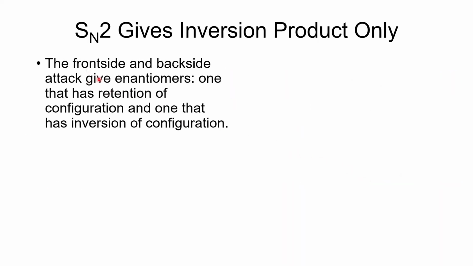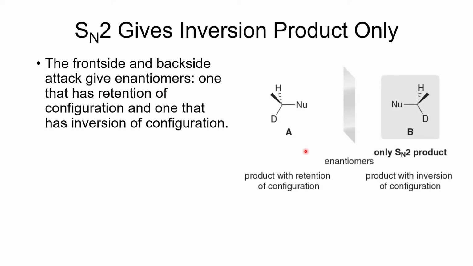So the front side and the back side give enantiomers. The front side would give the original configuration, and the back side would give the inverted configuration. And so here is what we would get if we had the front side attack. We would retain that configuration at the stereogenic center. And here is what we would get with the backside attack, and we would get inverted stereochemistry at that stereogenic center.